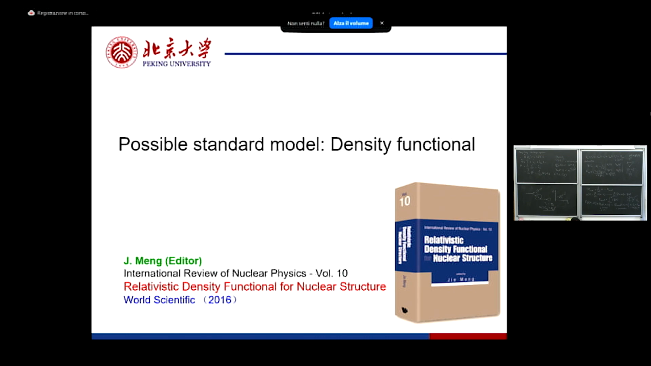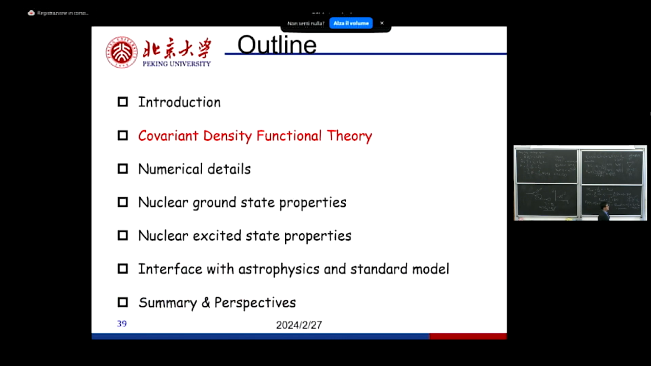Nicolas Schunck mentioned that all these models are phenomenological to some level. But I have a dream. We are already working on that. Can we find some connection, for example, from the density functional to QCD? We already have some progress. And give us enough time, maybe we can find some good connections.